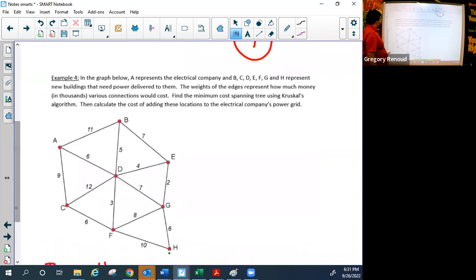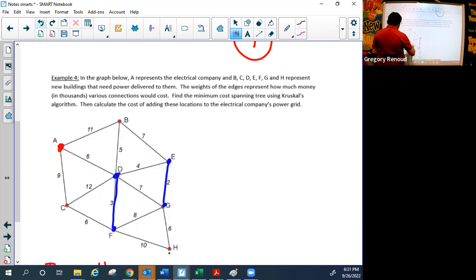Example 4. Here's another real life example. We have a power company at A, and we want to deliver power to all the buildings. That's all of the vertices. And we want to find the minimum cost way to do that. So we'll start with our smallest. Oh, sorry, that's a 7. I thought it was a 1 for a second. Smallest is over here at EG. Second smallest is here at DF.